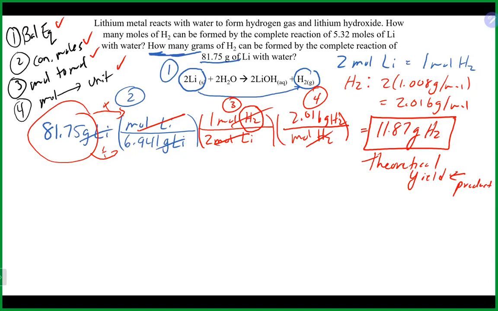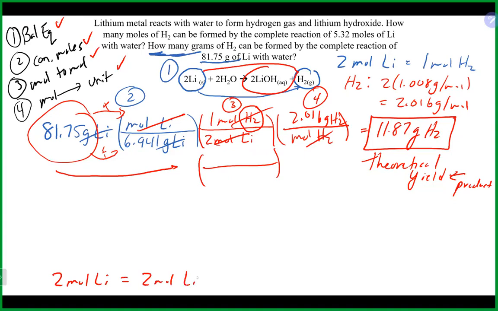Now I added on to this one. We also want to know the grams of lithium hydroxide. So there's really two things that you could do at this point. You could hike back over here and continue down this path. And instead of using our lithium to hydrogen relationship, you then could use our lithium to lithium hydroxide relationship, which in this case is 2 moles of lithium equals 2 moles of lithium hydroxide.